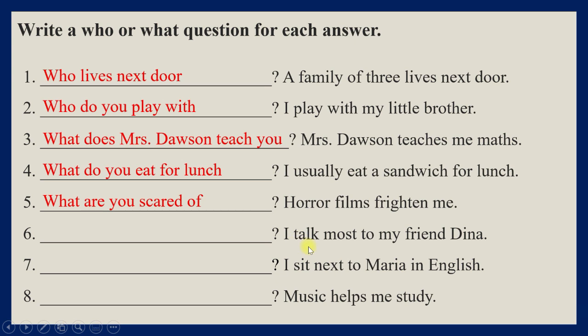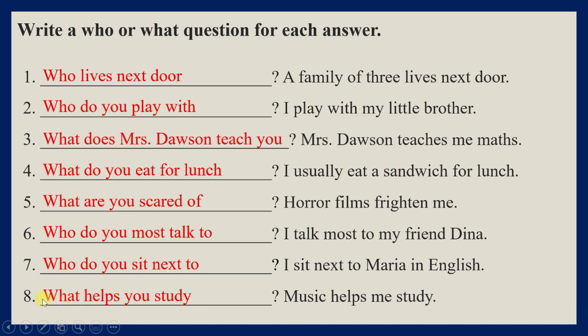Number 6, I talk most to my friend Dina. Who do you most talk to? And this is an adverb in here, and this is the right place for this adverb, most. And it means more than the others. And you is your subject. That's why we have an auxiliary verb here. Number 7, I sit next to Maria in English. So who do you sit next to? Again, you is your subject, so we need an auxiliary verb. Number 8, music helps me study. What helps you study? Again, what is your subject here? That's why we don't need an auxiliary verb.